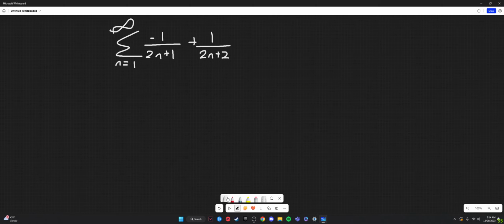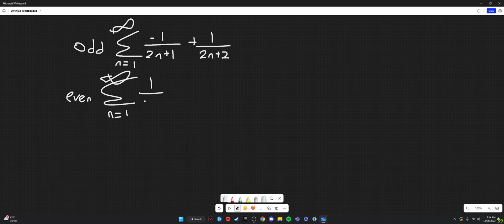And then this will be our evens, or our positives. I cannot draw this infinity. Close enough. So this one will be 1 over 2n plus -1 over 2n plus 1.